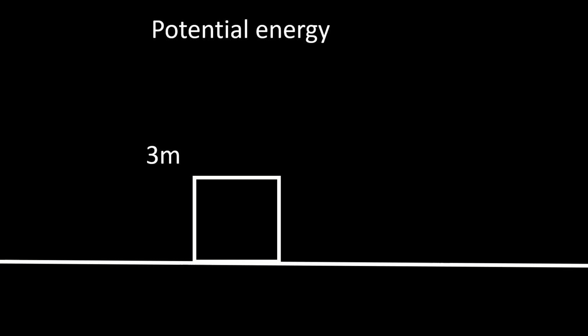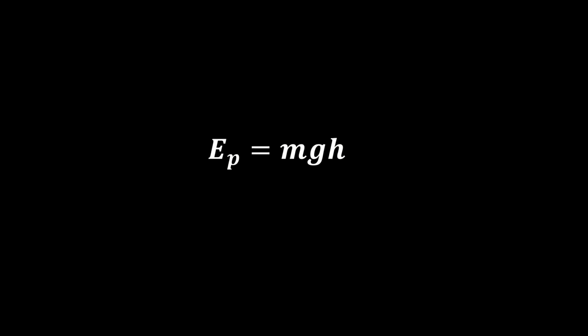This is based on gravity, so it is known as gravitational potential energy. We are mainly going to focus on gravitational potential energy. Same as kinetic energy, we have an equation to calculate potential energy. Keep this in mind: potential energy is equal to mgh, mass into gravity into height.